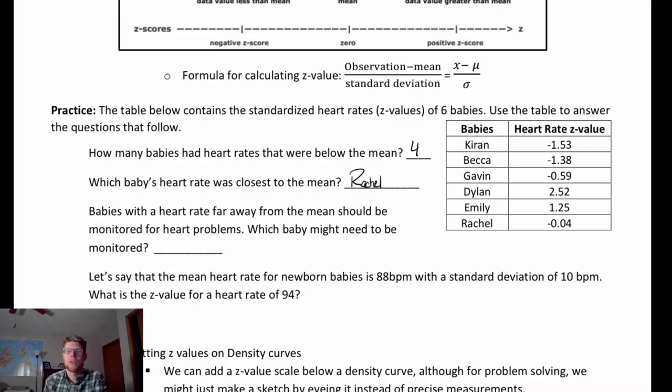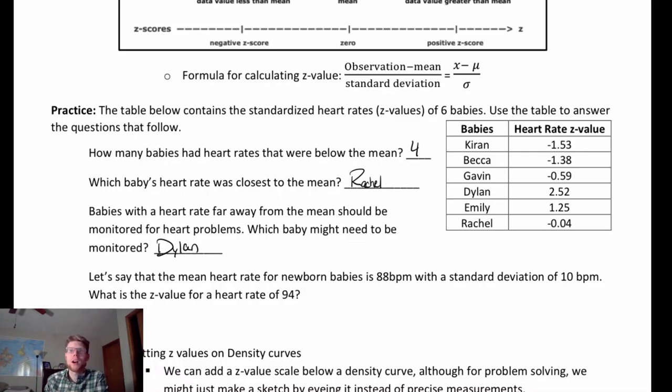And then there's another question. Babies with a heart rate far away from the mean should be monitored for heart problems. Which baby might need to be monitored? If I'm thinking about which of these z-values signals that the data point is far away from the mean, it looks like it's probably going to be Dylan, because Dylan's is 2.52 standard deviations above the mean. So that is pretty high. And we'll talk about later how we decide how probabilistically unusual that z-value is going to be.